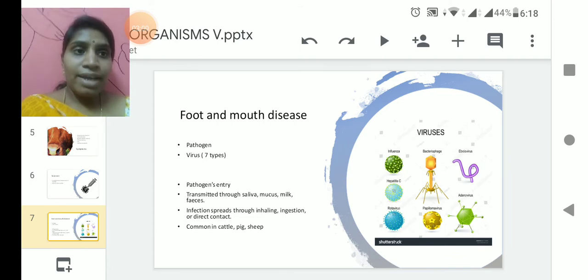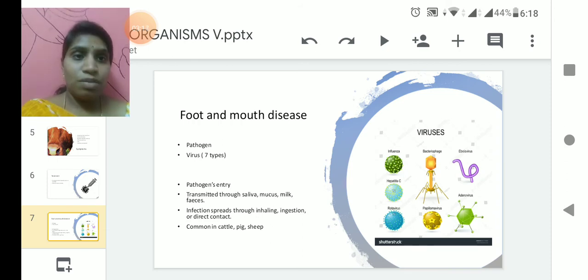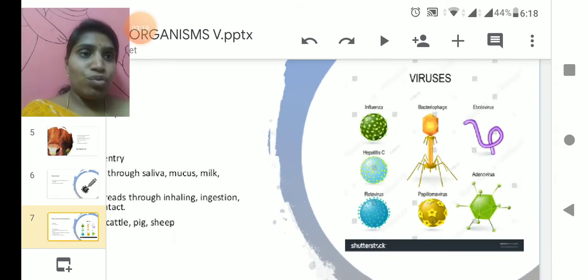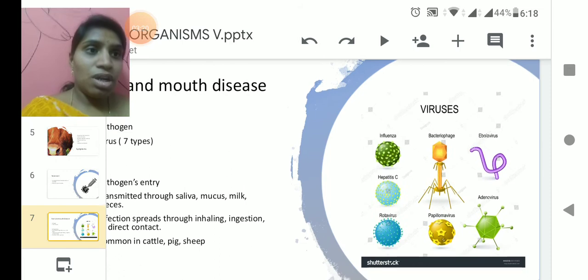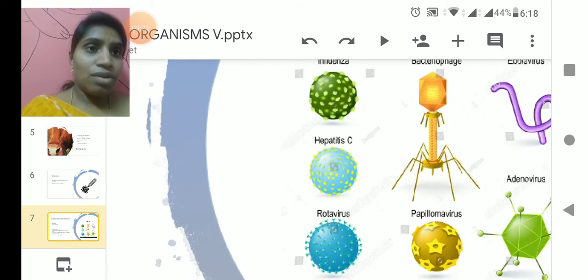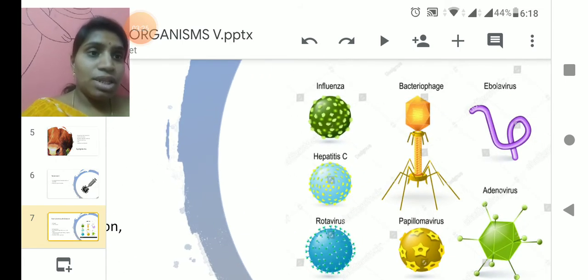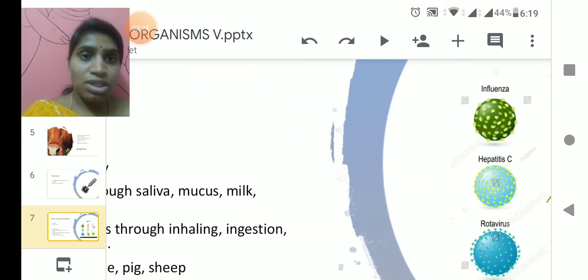The next disease is foot and mouth disease. Here the pathogen is a virus, children. This is also a very severe, dangerous disease, because the virus that causes this disease has 7 types. I have shown you the figures of the 7 types of the virus. You can see them here. These are the 7 types of virus which can cause the disease, right?